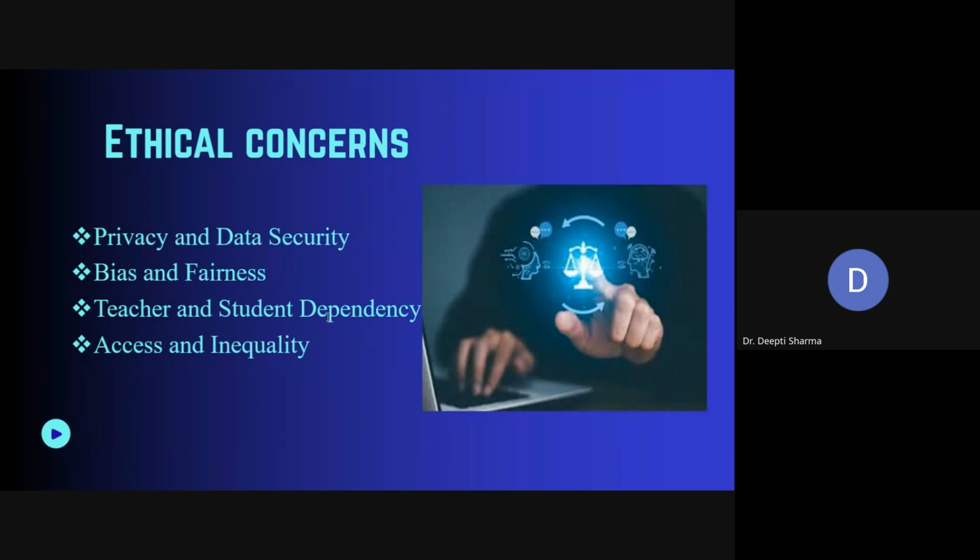So AI systems often require access to vast amounts of students' data. It can raise privacy issues if not properly secured, leading to potential misuse or unauthorized access. And next is bias and fairness. So AI algorithms can unintentionally perpetuate biases present in the training data, leading to unfair outcomes for certain groups of students based on race, gender, socioeconomic status, and learning differences.